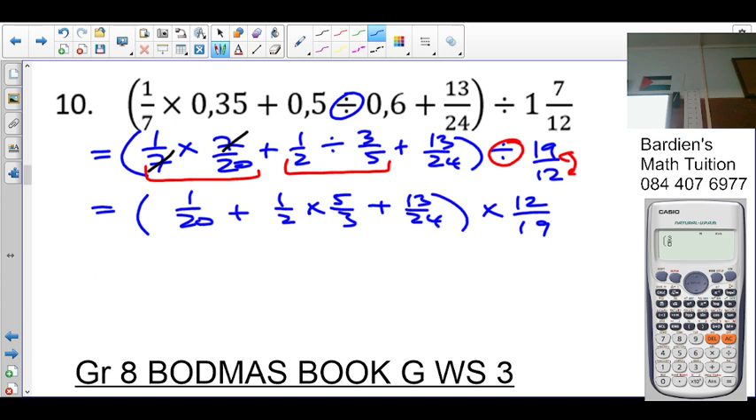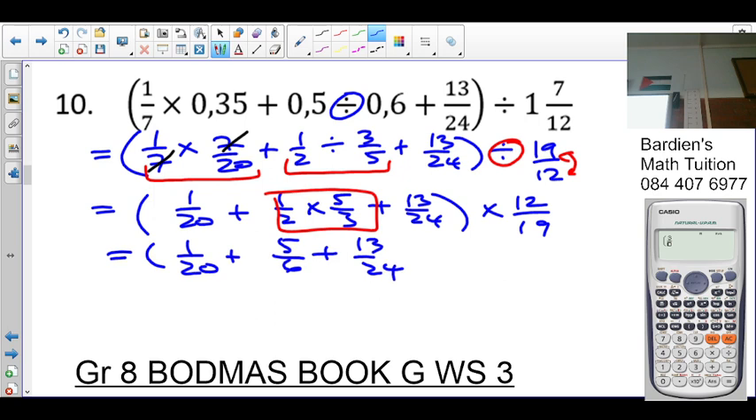So what needs to be done first? Multiplication. Is there anything that can simplify there? No. So it's 5 over 6 plus 13 over 24. Multiplied by 12 over 19. What's your LCM here?